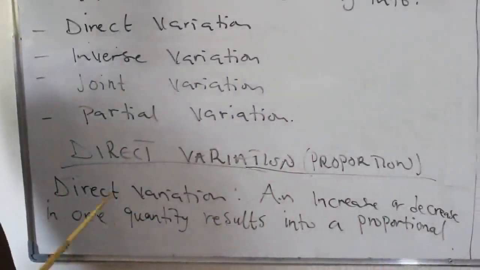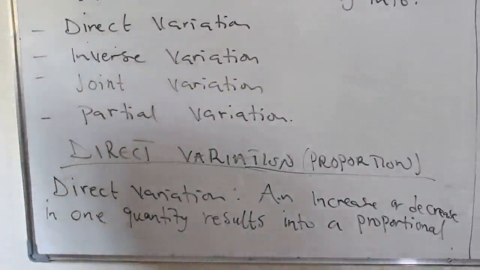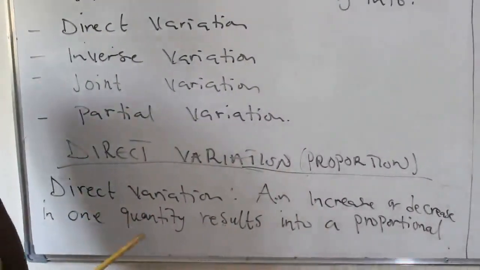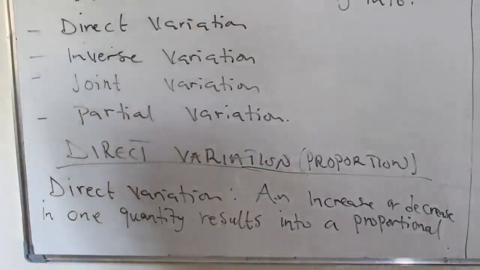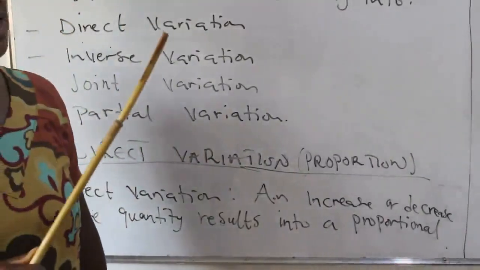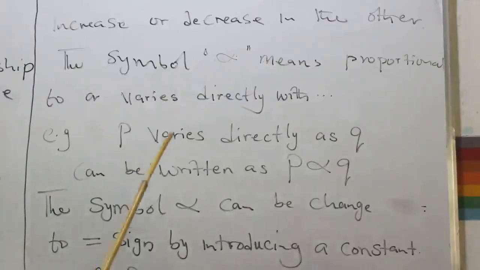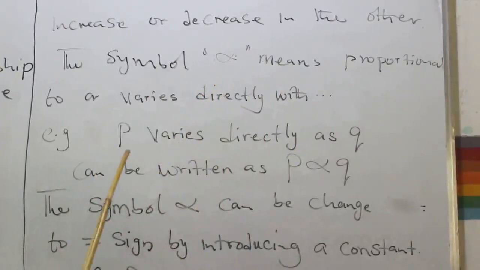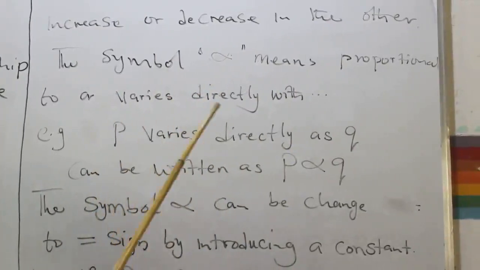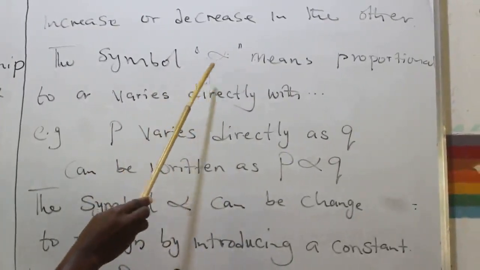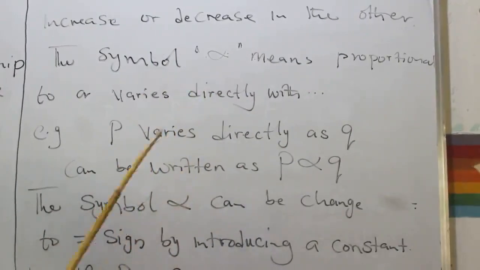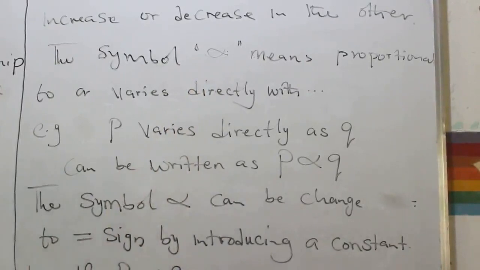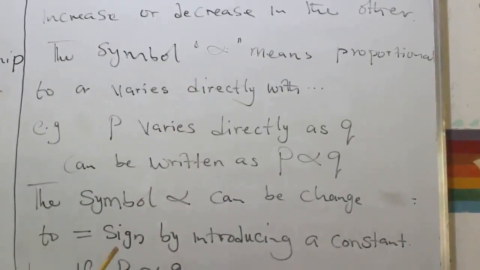Direct variation, that is what we want to consider now. An increase or decrease in one quantity results in a proportional increase or decrease in the other. The symbol we have here on the board means proportional to, or varies directly with. So once you see this symbol, it means what? Variation.